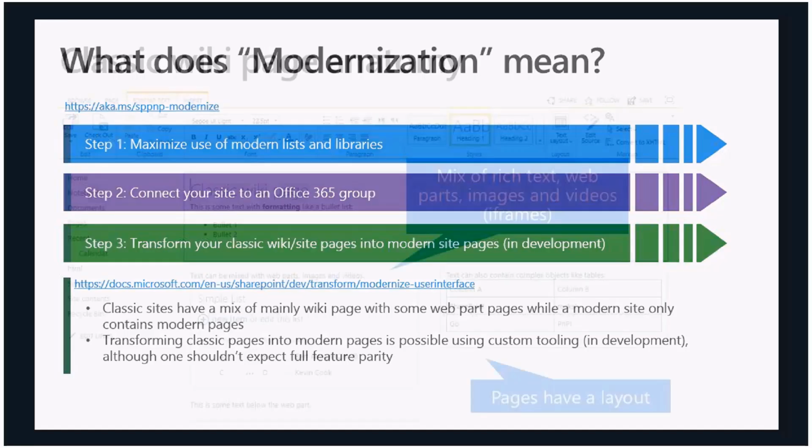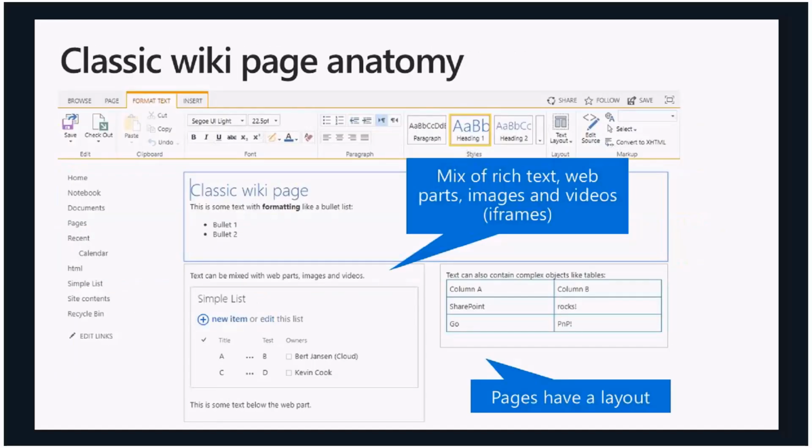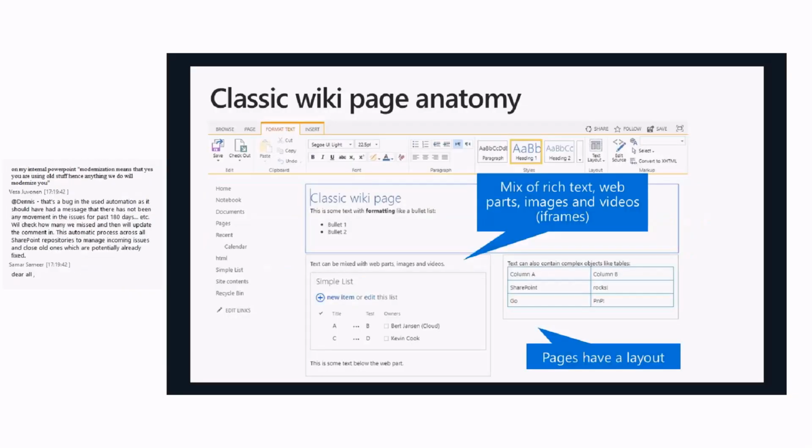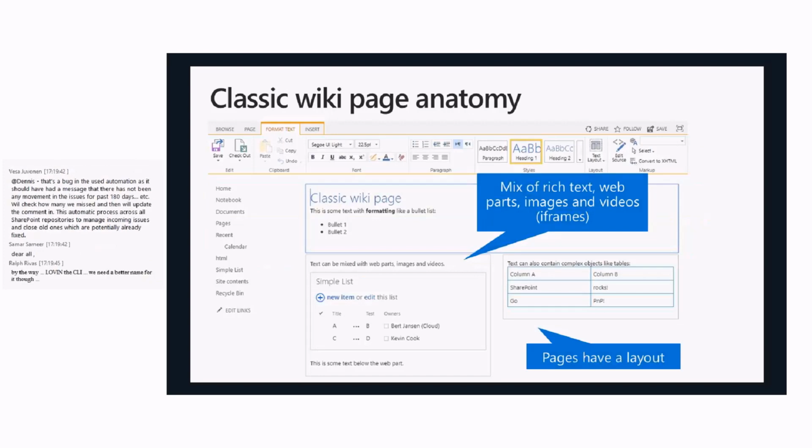Now this is for you guys probably fairly basic information, but just to get started, a wiki page is a mixture of text and web parts, right? So text can have complex formatting and basic formatting, like tables, font sizes, bullets, etc. And then you can have one or more web parts intermixed with the text. And the wiki page has a layout. So you see the text layout button in the ribbon. So there's a number of, I think about 8 default layout flavors that you can pick.